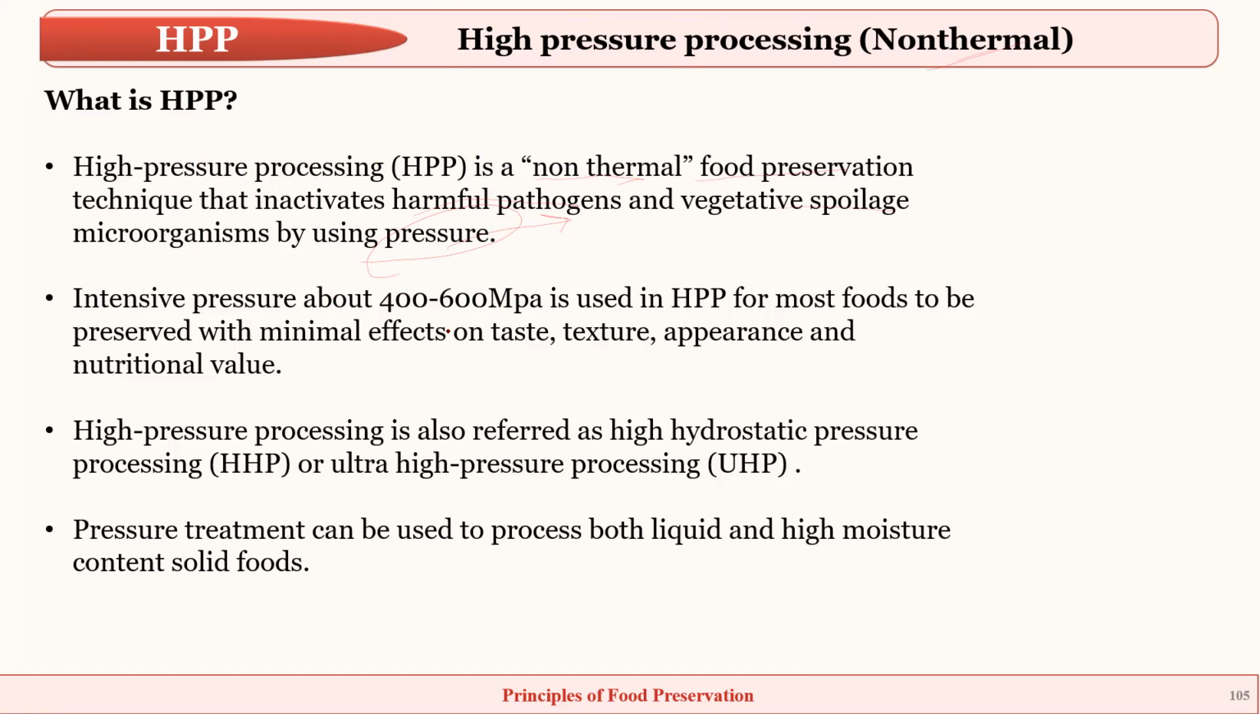So what happens during this processing? Intensive pressure is used. How much pressure? 400 to 600 megapascal is used in high pressure processing for most foods to be preserved with minimal effect on taste, texture, appearance, and nutritional value. There are a lot of research papers wherein HPP has been successfully used in preservation of fruit juices. High pressure processing is also referred to as high hydrostatic pressure processing or ultra high pressure processing.